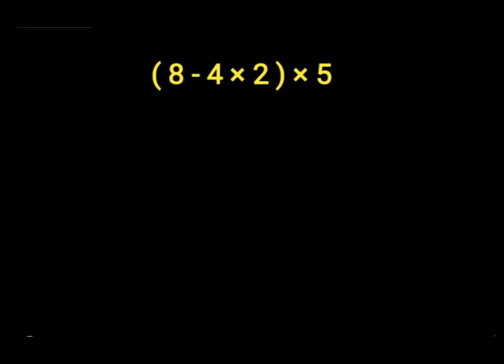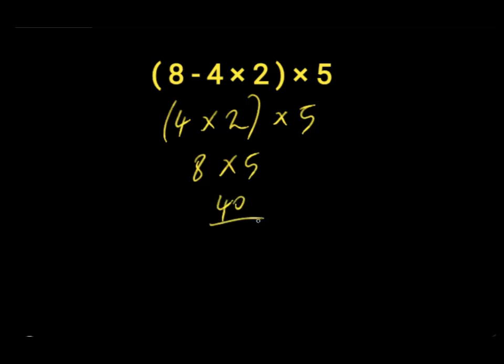Parenthesis 8 minus 4, times 2, times 5. 8 minus 4 will give us 4. Then we have 4 times 2. Then put down our 5 here. Then in our parenthesis, 4 times 2 will give us 8. Then we have 8 times 5. 8 times 5 is equal to 40.